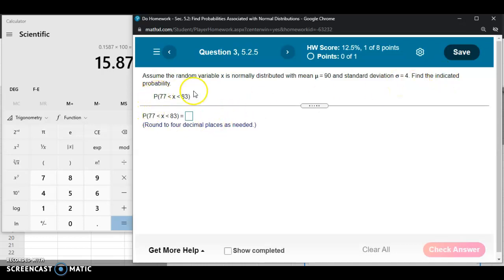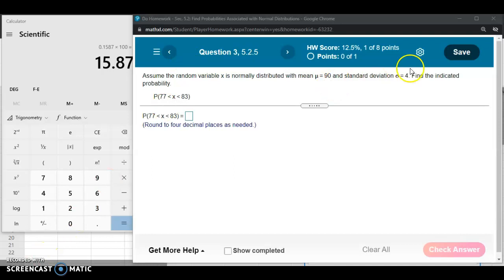So the way that we read this is, P stands for probability. So the probability that x is between those two numbers. When you see an inequality like this, where x is sandwiched between two numbers, and you have the two less than symbols next to the x, this literally means x is between those two numbers, 77 and 83. So we want to find the probability that x is between 77 and 83.